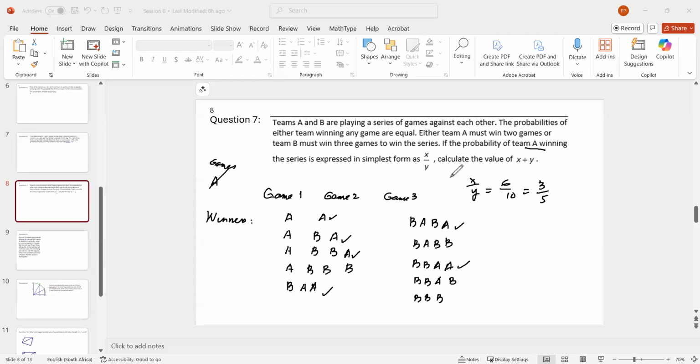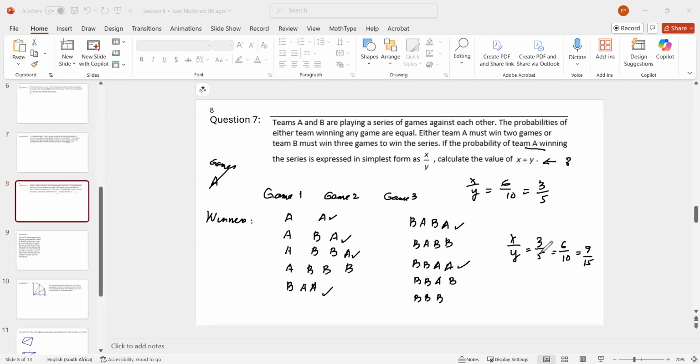Right? So X is 3 and Y is 5. So this is 8. Why do they have to say simplest form? Because when you go to a ratio, there are many possible values for X and Y. So given a ratio X over Y, you can't say X is 3 and Y is 5. It could be X is 6 and Y is 10. Right? There are infinitely many ways of writing a fraction.